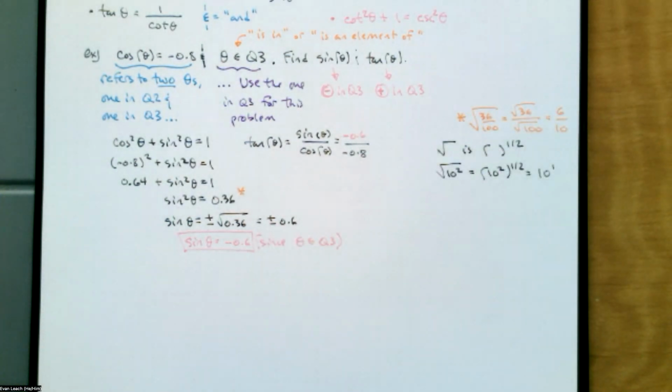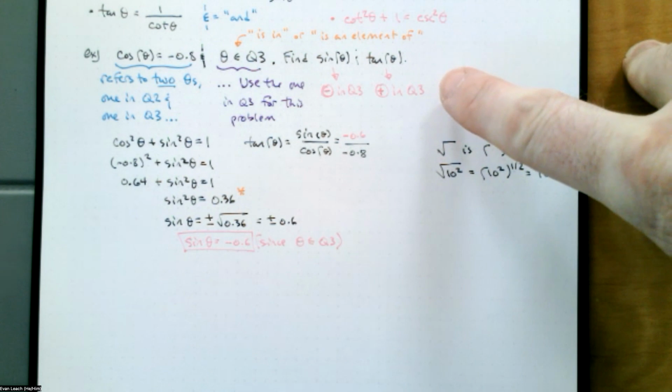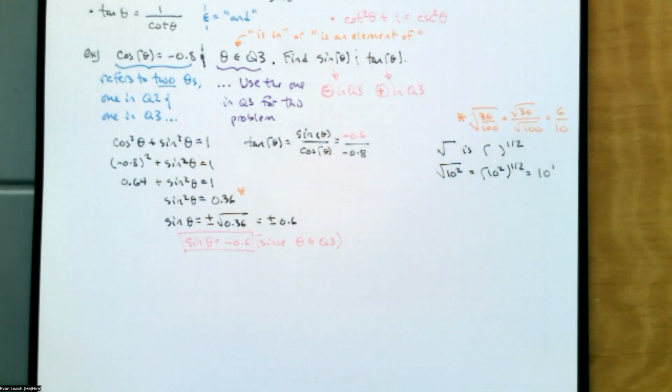We don't have to worry about the plus or minus because I'm not doing that square root stuff. We've already made that decision. When we calculate tangent, the negatives are going to cancel out and be positive. And we're okay with that because tangent is positive in the third quadrant. And 0.6 divided by 0.8 is 6 over 8 or 3 over 4.